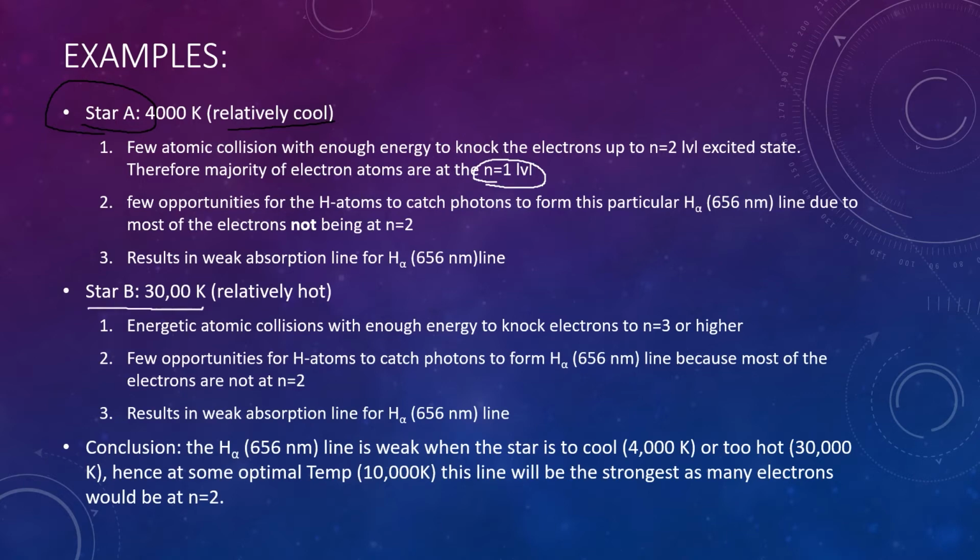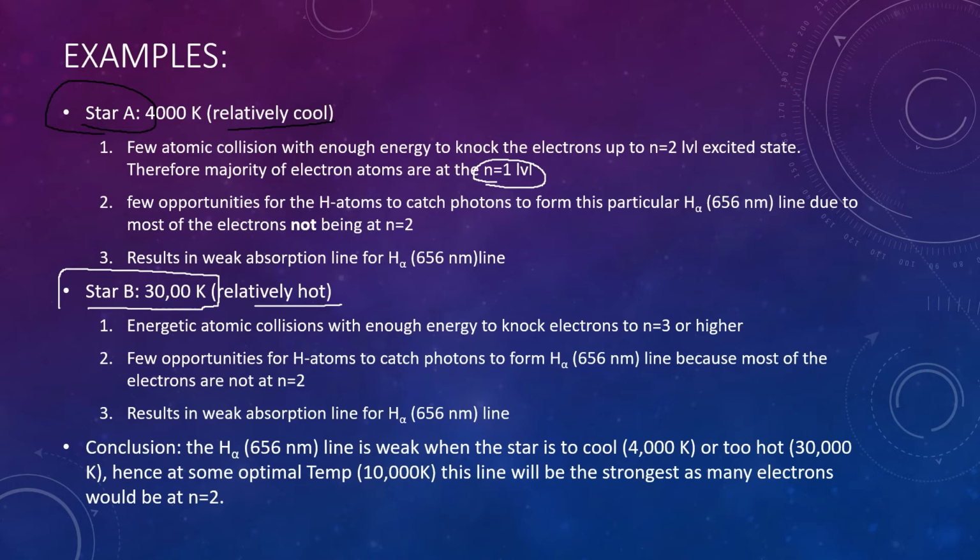Now let's look at star B, which is a relatively hot star. These energetic atomic collisions will have enough energy to knock electrons to level 3 or higher. However, there will be few opportunities for hydrogen atoms to catch photons to form the hydrogen alpha line, because most of the electrons will no longer be at level 2, but at level 3 and above. Meaning, you're going to probably get that blue-green line, where you go from 2 to 4 or 2 to 5, where it's going to knock up higher.